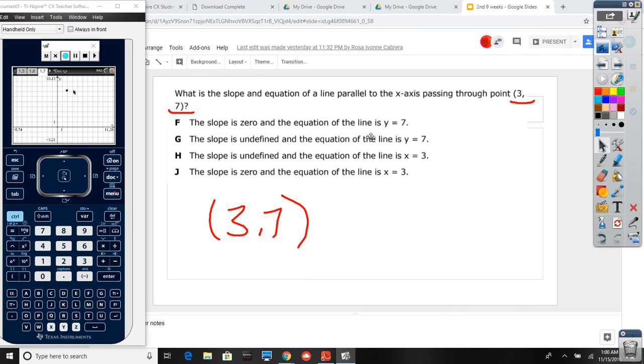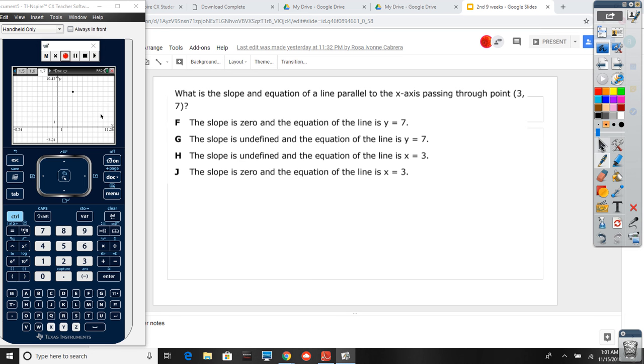Okay, anyway, so I still didn't put it right. Looking at the point 3, 7 right here. 3, 1, 2, 3, 4, 5, 6, 7. Okay, now we have a point 3, 7.